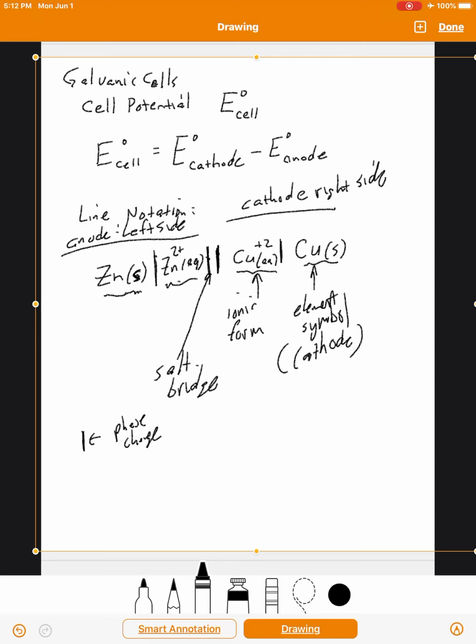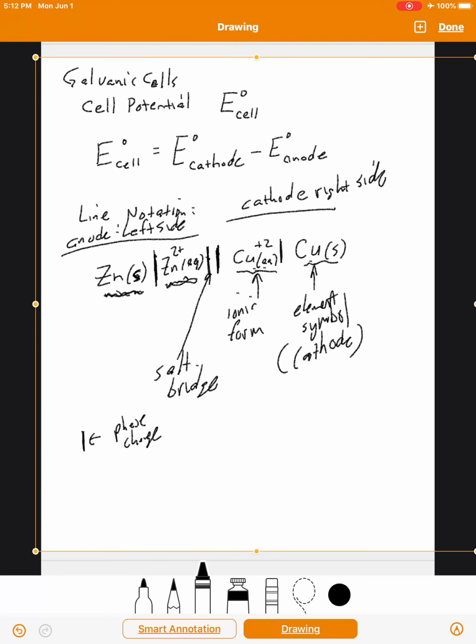On the left side is the zinc metal, that's the solid. Next to it is zinc aqueous. And we put a line there to indicate that this is essentially a different state of matter than this one is. This one's dissolved in water. This one is metallic form, solid. And then we do the same thing for the cathode. The metal goes on the outside, the ion goes on the inside, separated by one vertical line.